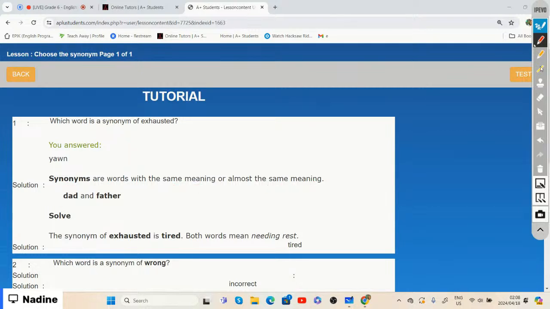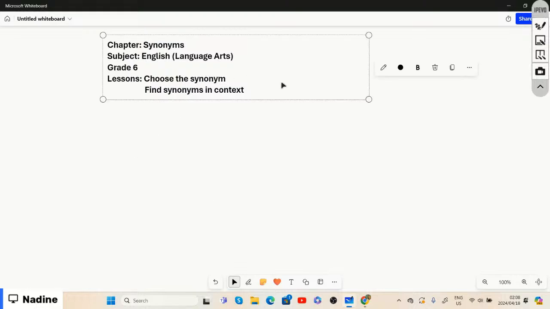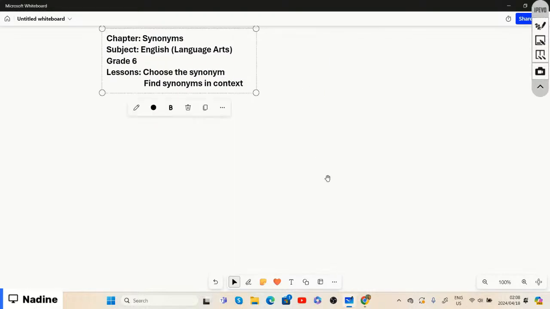You don't see it? Okay, let me go to it. All right, there we go. Can you see the name now? The chapter. Okay, so there is our chapter, which is synonyms. And we said we're doing English language arts, grade 6. And the lessons that we are focusing on today are choose the synonym and find synonyms in context.